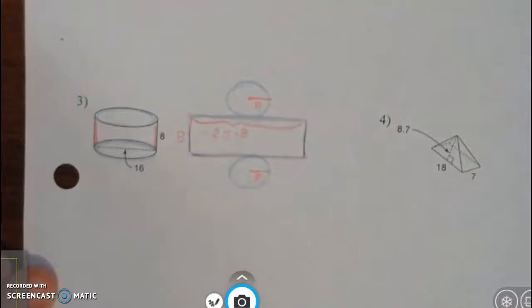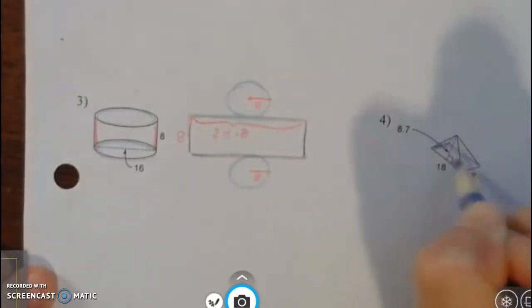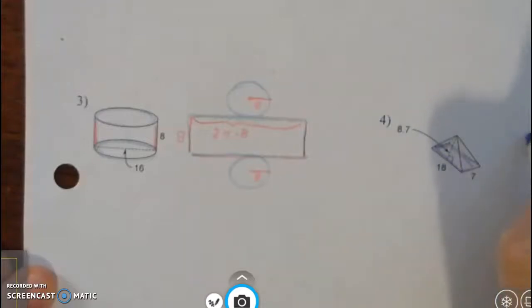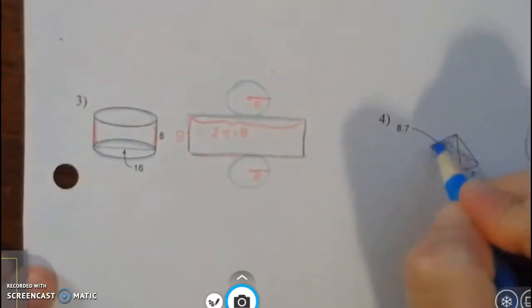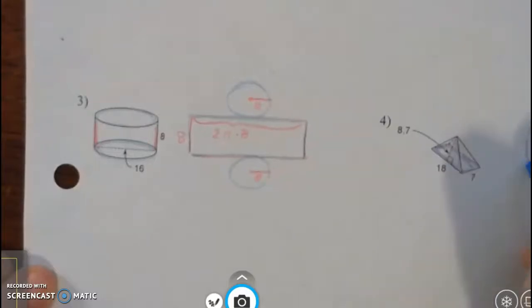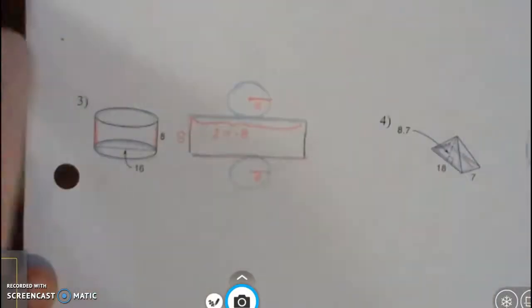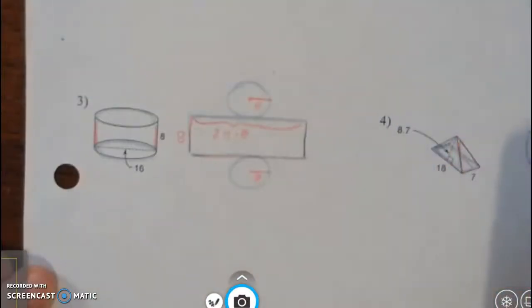Alright, then for the bottom, what shape is the base? It's a rectangle. So I'm going to draw a base that is a rectangle that has the dimensions of 18 and 7. And then for each of the sides, we have triangles. We have matching triangles front and back that look like that. And then we also have a skinny triangle, this skinny triangle right there.